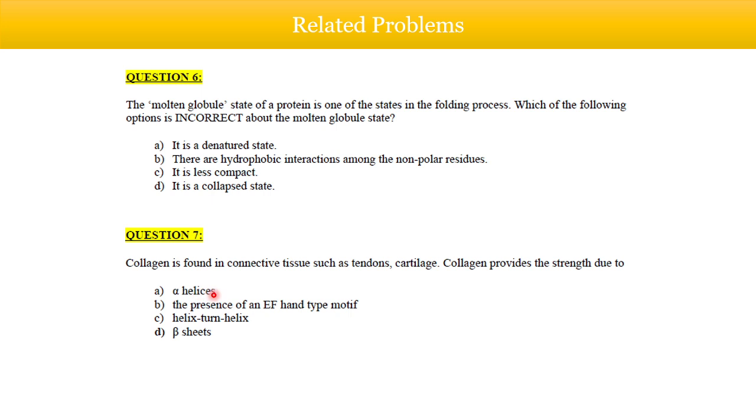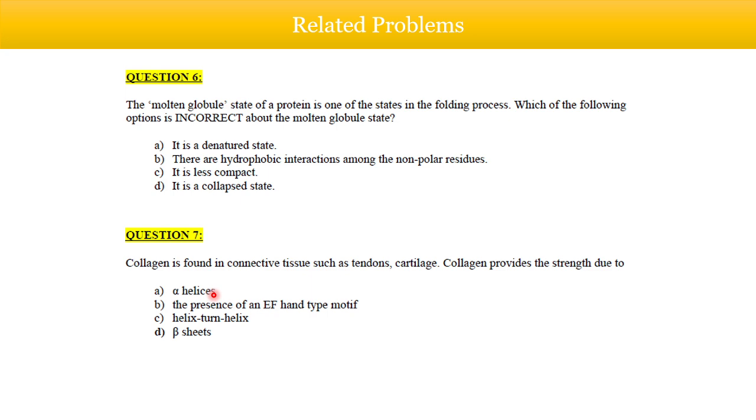Now the next one. Collagen is found in connective tissues such as tendons and cartilages. We talked about collagen in the last class a little bit. Collagen provides strength due to what? What does the strength of collagen come from? Alpha helices, presence of EF hand type motif, helix turn helix, or beta sheets. C, A, okay.